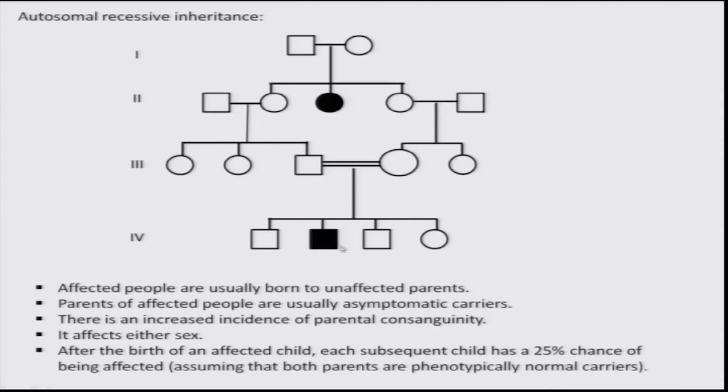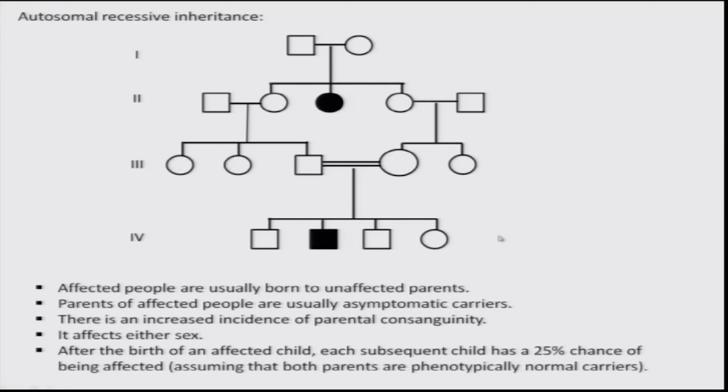Likewise, you see here, this is an affected individual, their parents do not show it, but in the previous generation you may have an individual who is showing the phenotype. There is an increased incidence of parental consanguinity as depicted here. Again, it would affect either sex because it is autosomal. The gene causing the disorder, or the defect in the gene causing the disorder, is located on one of the 22 autosomes.